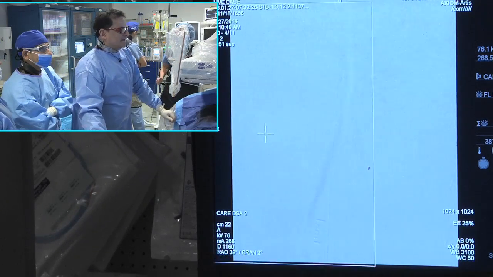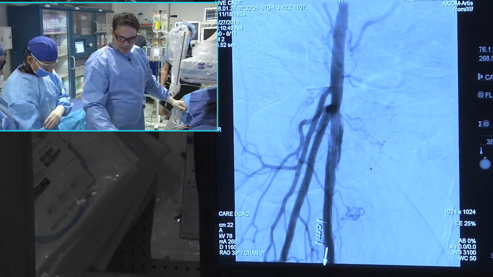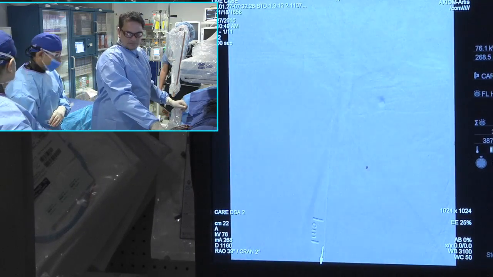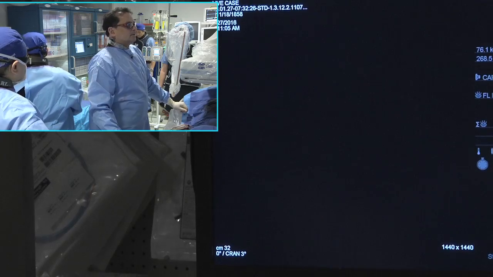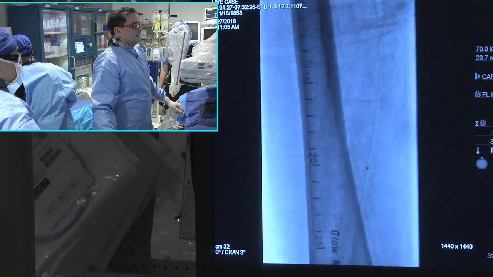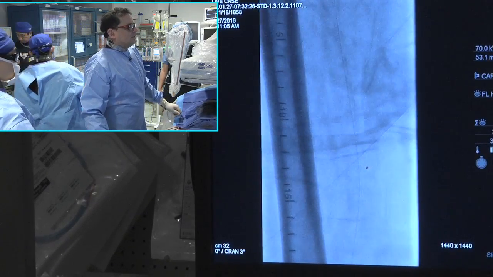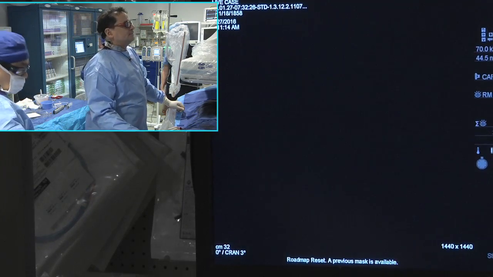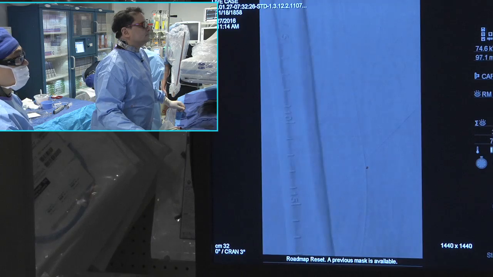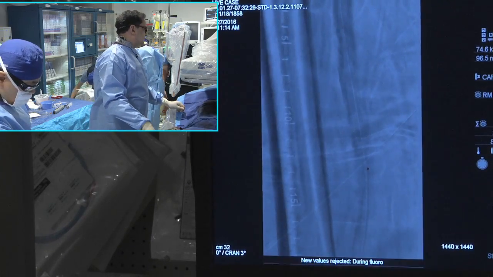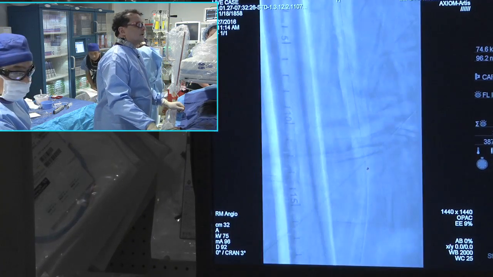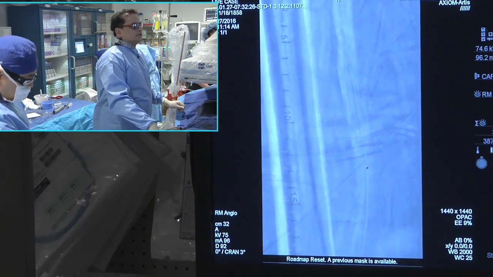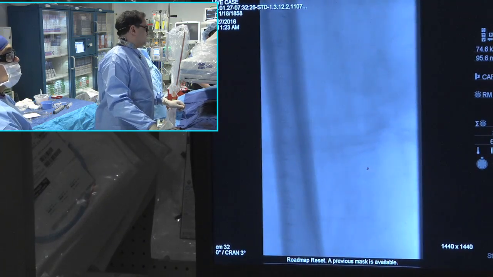So in likelihood right now, we're going to go distal, place a short Supera. What's the shortest Supera we have, guys? Yeah. 5.5. 80 is the shortest? You don't have a 60? So roadmap here. Oops, she moved. So I think what we're going to do is we're going to focal stent.